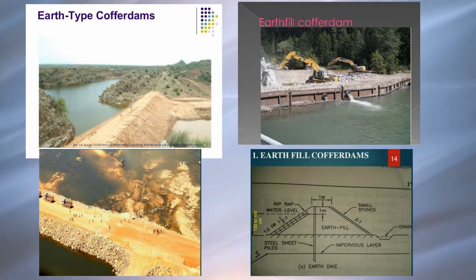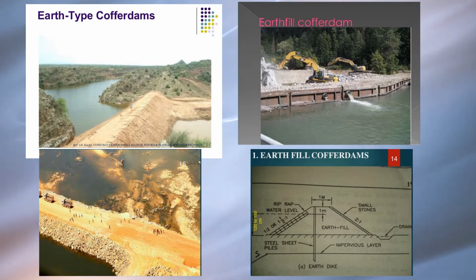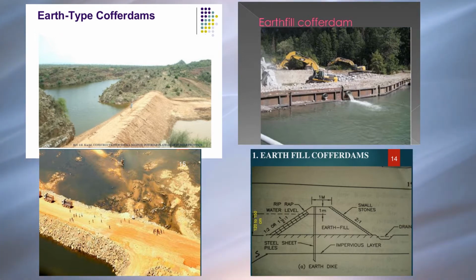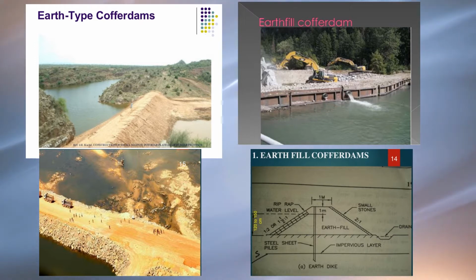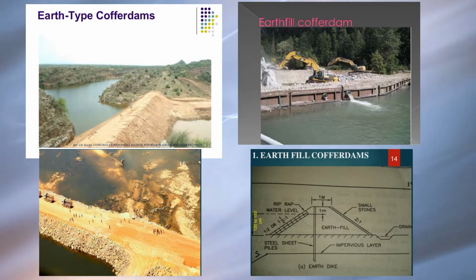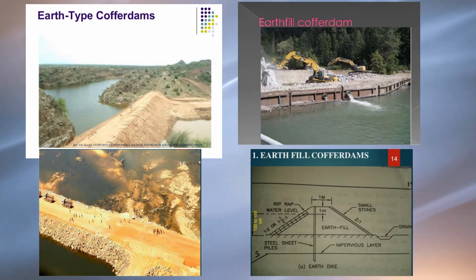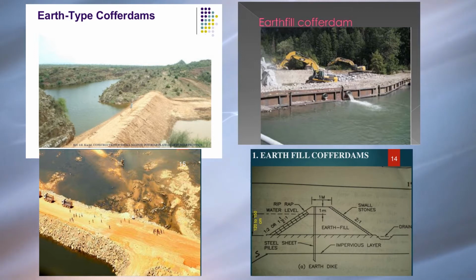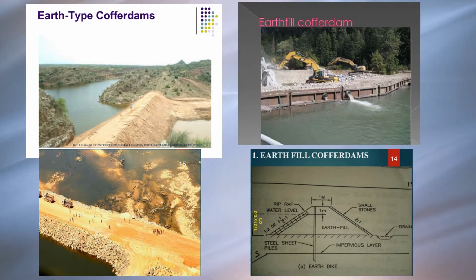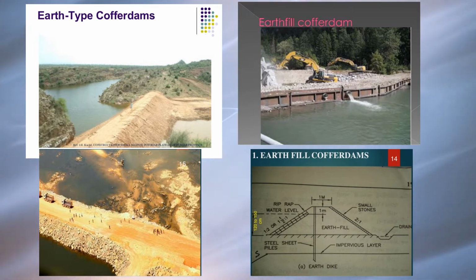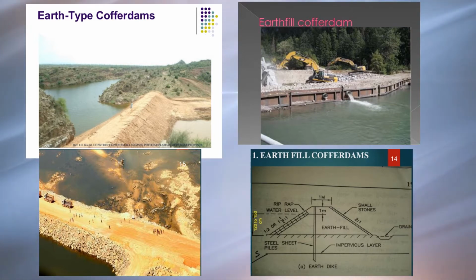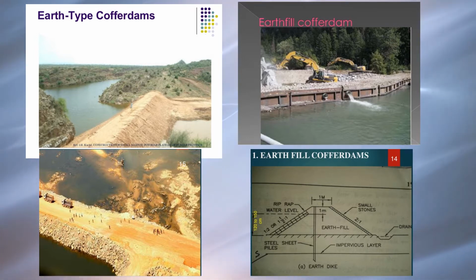Earth-fill cofferdam. The earth embankment is built around the area to be enclosed. It is constructed in places where the depth of water is in the range of 1.3 meters to 1.8 meters. The velocity of the current is very low. The earth bank is carried about 1 meter above the water level. The top width of the bank should not be less than 1 meter and the side slopes vary from 1:1 to 1:2.